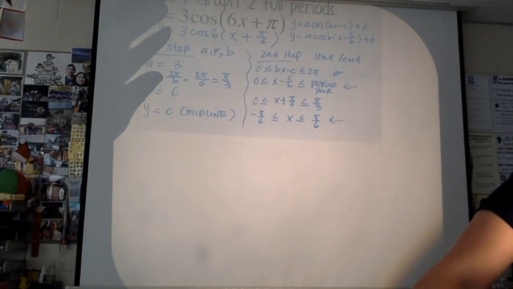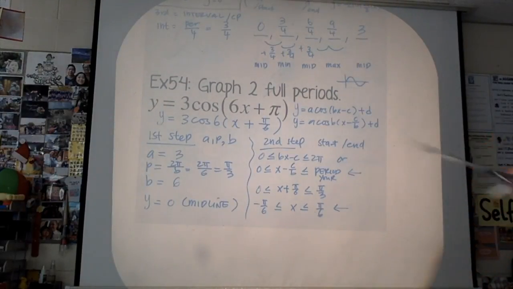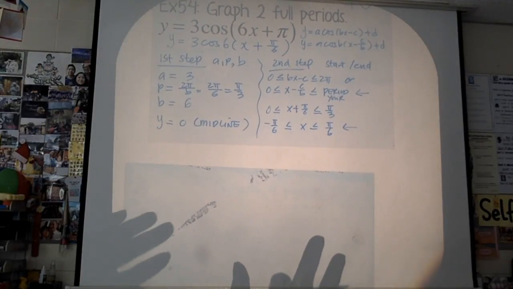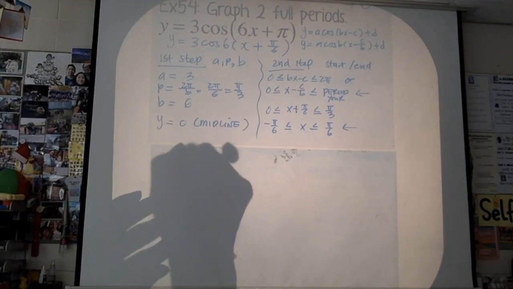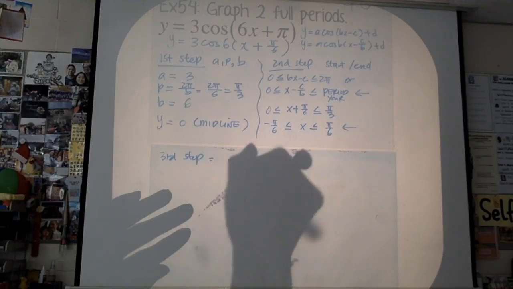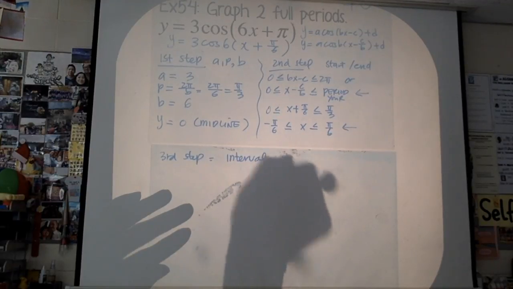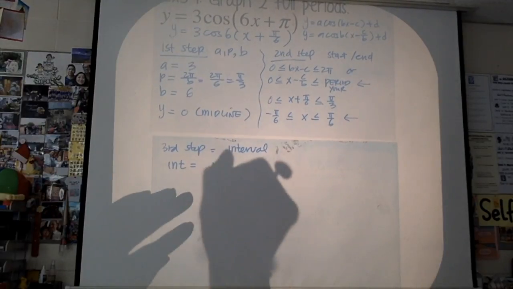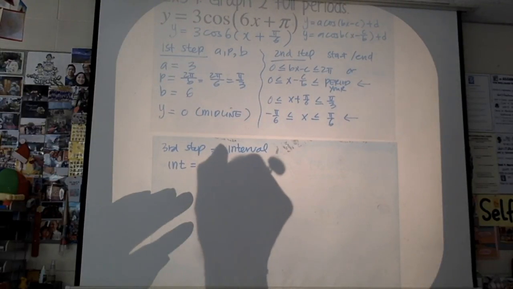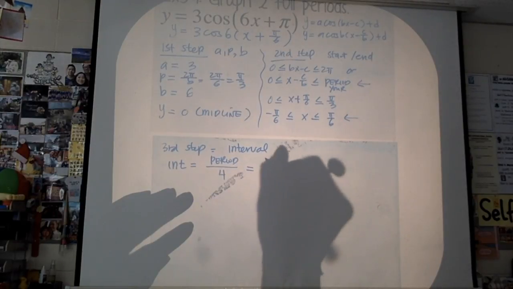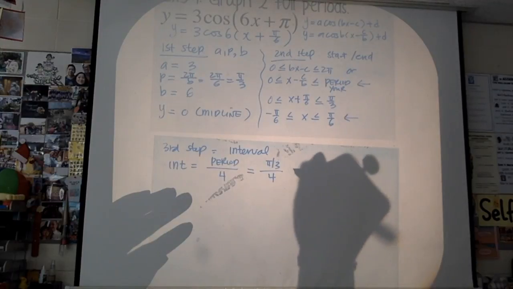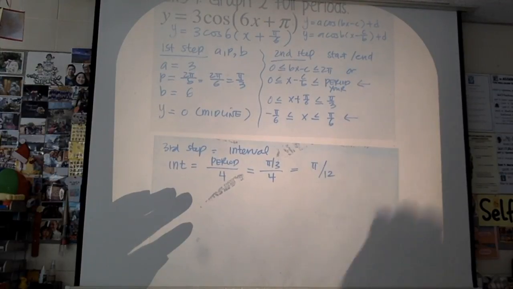And then I'm going to put out another sheet here, so make sure you digest that a little bit. All right, now what's our third step? Interval. Our third step was interval, right? Interval is always going to be your period over 4. What's your period? Pi over 3. And what's 4? It's going to tell us the 4 other critical points, which means you get pi over 12.